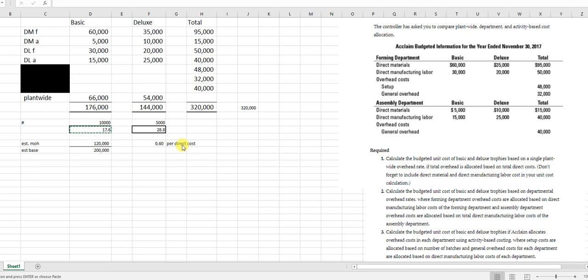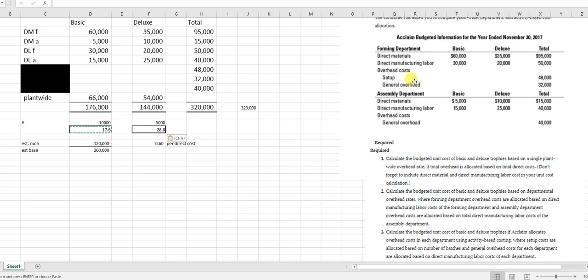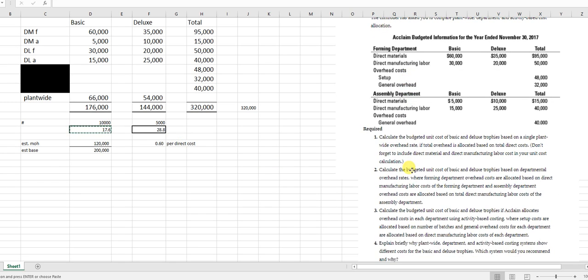So let me go back up here. So move that. So I'm on this one right here. I know I need to delete this because we're no longer doing the plant-wide. And I know that I can simply use this, but I'm going to have more than one. Okay? Now let's read it again slowly so I don't do my overhead allocation wrong.